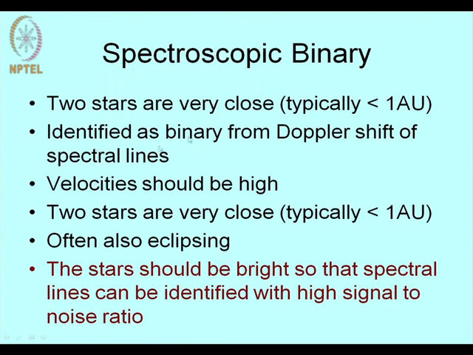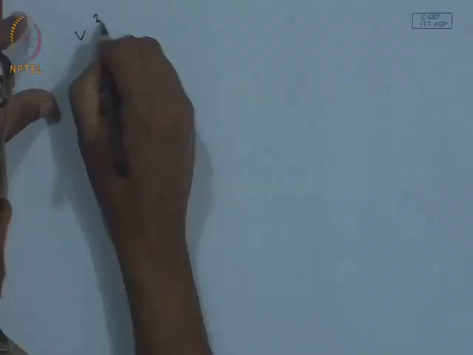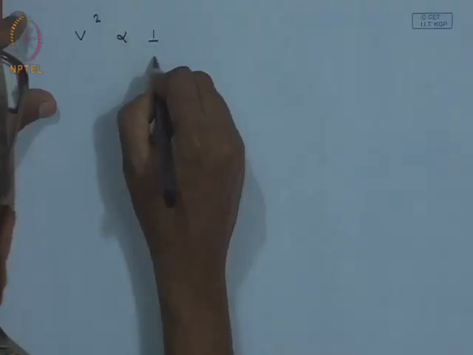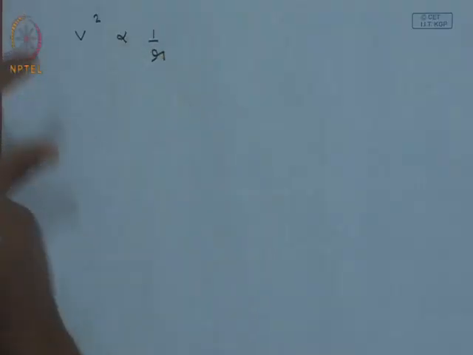For appreciable Doppler shifts, you need the velocities to be high, and for the velocities to be high, the semi major axis of the orbit has to be small, which is why you require the two stars to be very close. So, for a circular orbit, we know that V square is proportional to 1 by r, right.